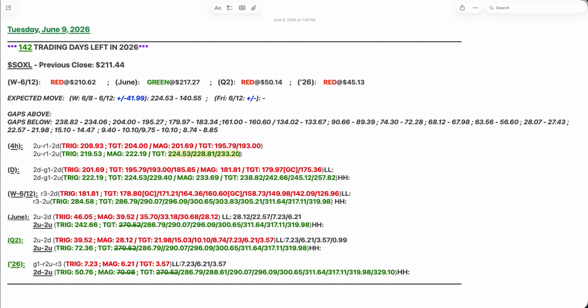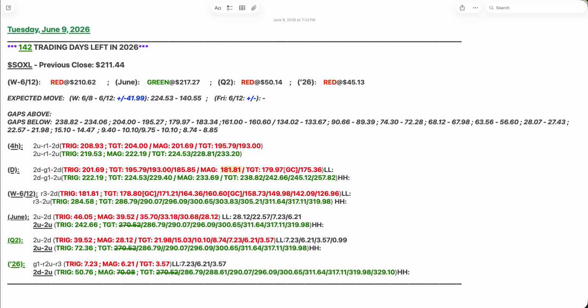Again, the market maker's expected move is plus or minus $41.99 from the close price on Friday. So that gives us a range of 224.53 to 140.55. If you're not familiar with this market maker's expected move, it's right about 70% of the time. It's based off of the options chains, the at the money straddle plus the in the money strangle divided by 2, and that's what gives you your expected move.